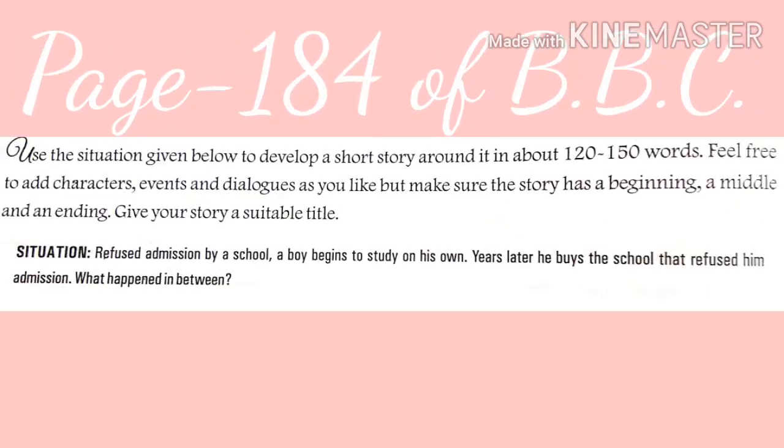Let's do it now. The question is, use the situation given below to develop a short story around it in about 120 to 150 words. Feel free to add characters, events and dialogues as you like, but make sure the story has a beginning, a middle and an ending. Give your story a suitable title. Situation. Refused admission by a school, a boy begins to study on his own. Years later, he buys the school that refused him admission. What happened in between? Now you're given a situation and you have to frame a story.